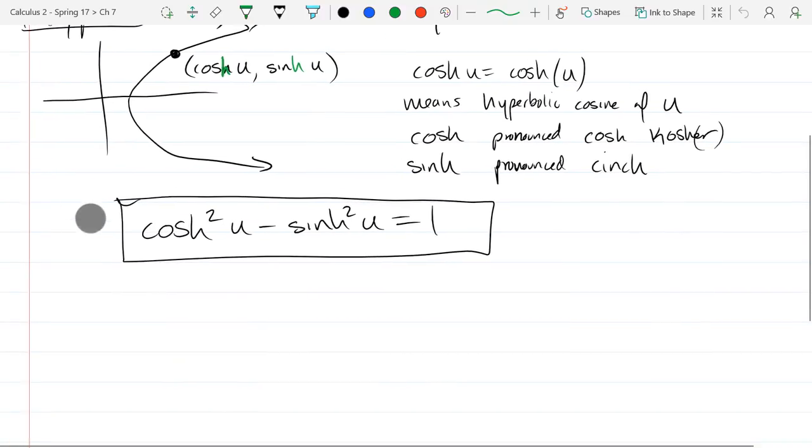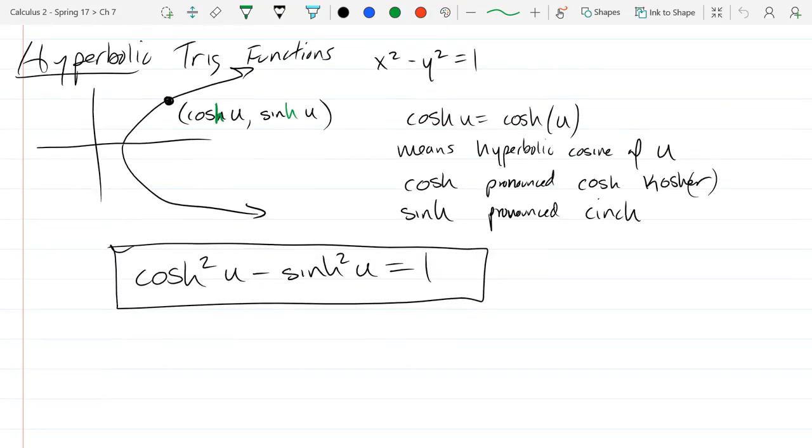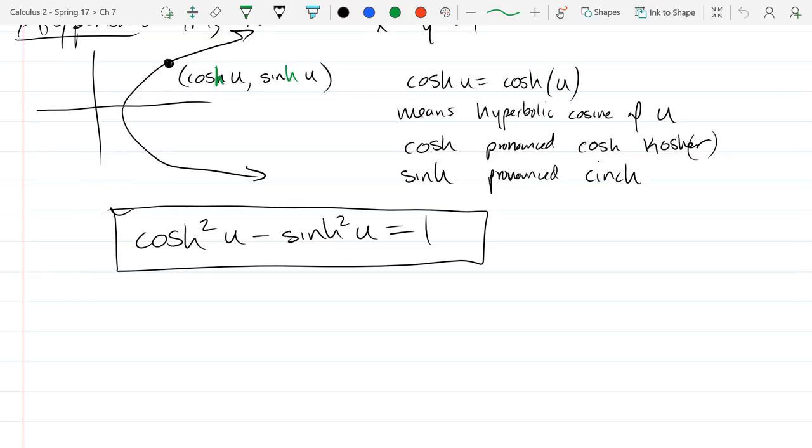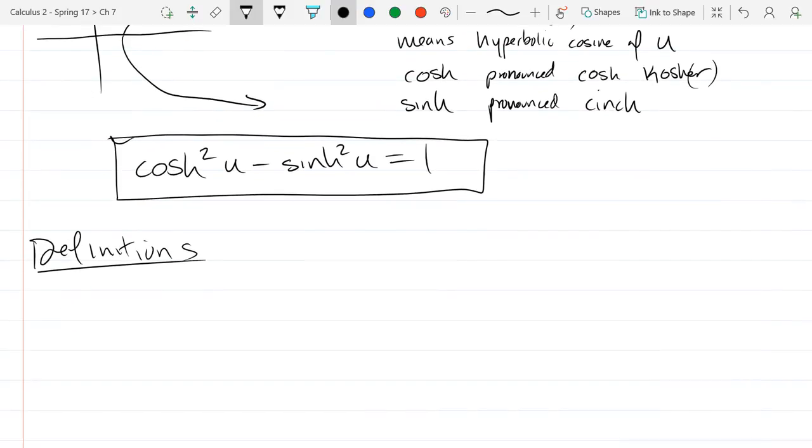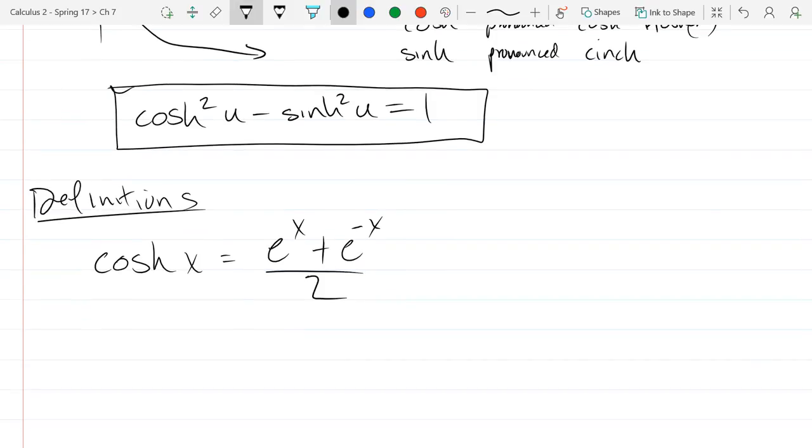So we wrote down the fundamental identity that takes the place of the Pythagorean identity that we had before. So this is the relationship. And now we'll get into actual definitions. We'll start with cosine hyperbolic of x is e to the x plus e to the negative x divided by 2. And sinh, or sine h of x, is e to the x minus e to the minus x over 2.